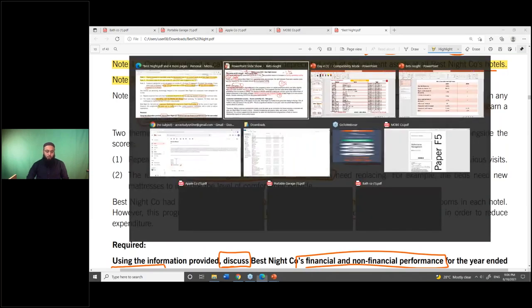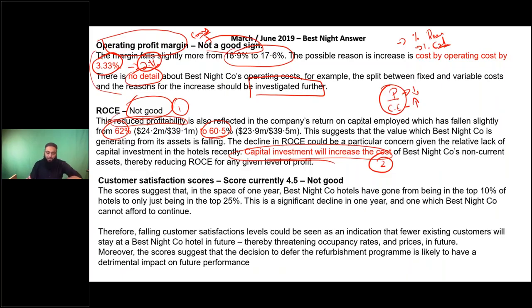So, sir, why has the satisfaction score gone down? First, the comment part. The comment is not good. You are not now in the top 10, you are in the top 25. Why this happened is because there's a clear link: the customer satisfaction level is going down because of bad service. The reason is obvious in the scenario. Directly you can link from the scenario.